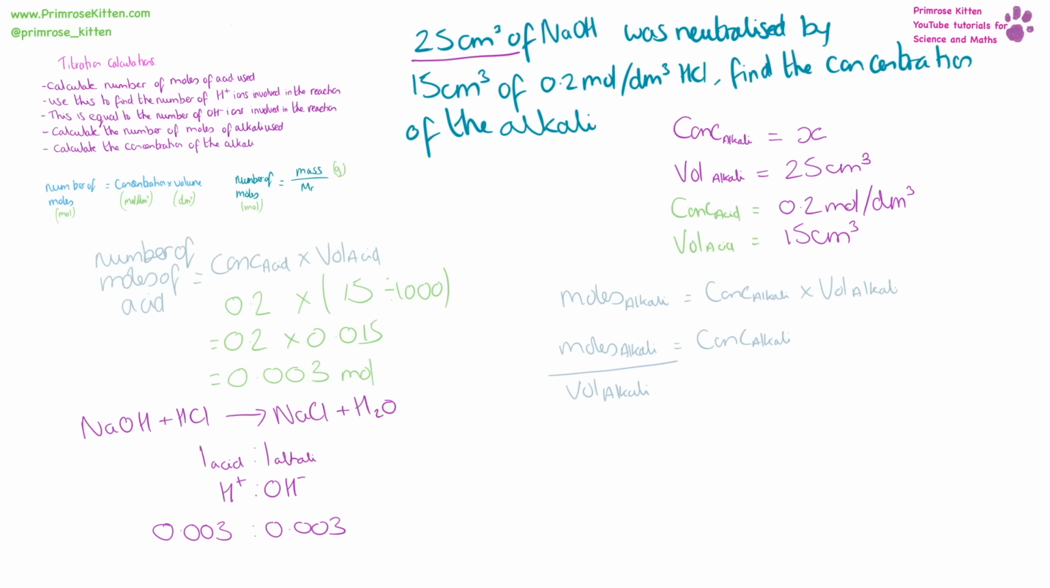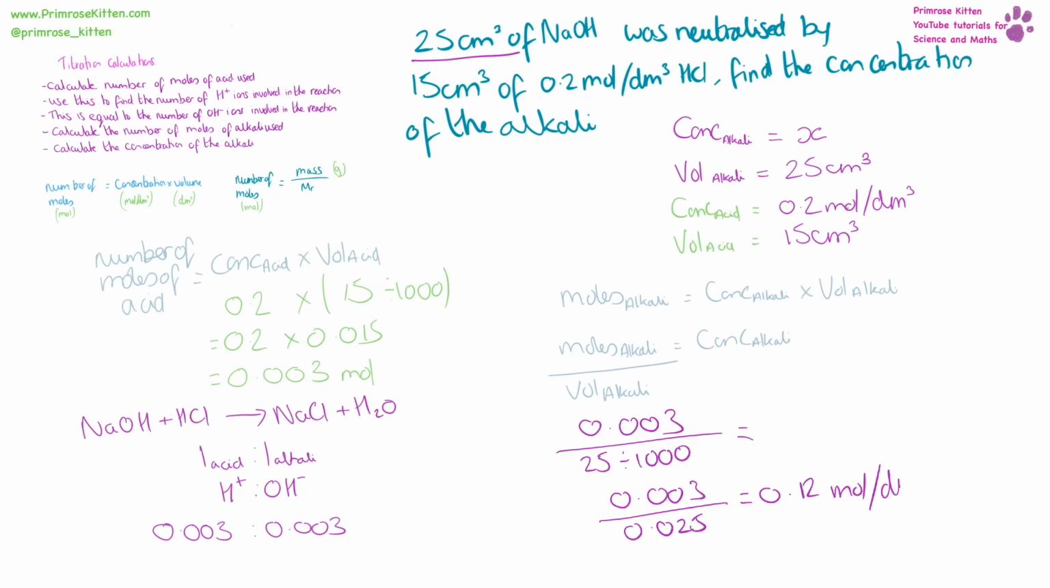So our moles we've just worked out is 0.003. Our volume is 25 centimetres cubed, divided by 1,000 to get it in decimetres cubed. So that is going to be 0.003 divided by 0.025, giving us 0.12 moles per decimetre cubed as our concentration of alkali.